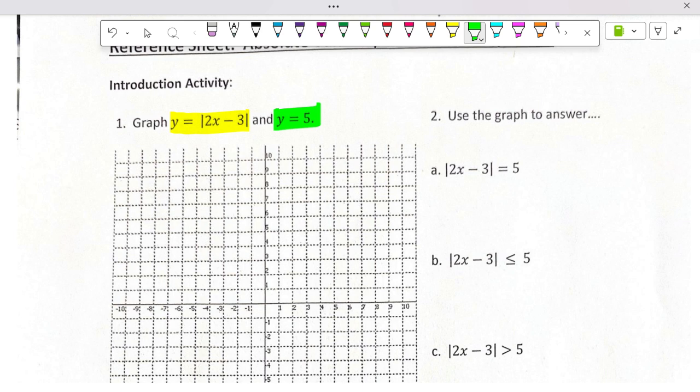Now, y equals 5, what type of graph would that look like? So y equals 5, what would the graph look like? It's a what? It's a horizontal line. All right, so we can go ahead and draw that one because that's easy. So we're going to draw this line right here.